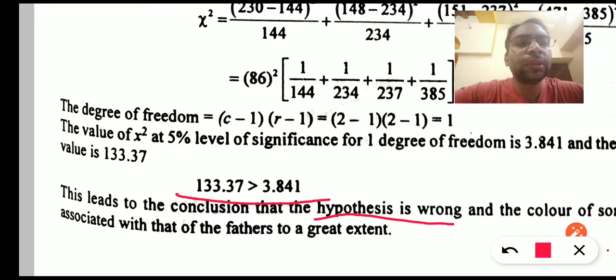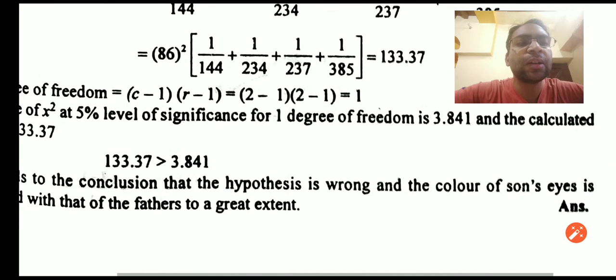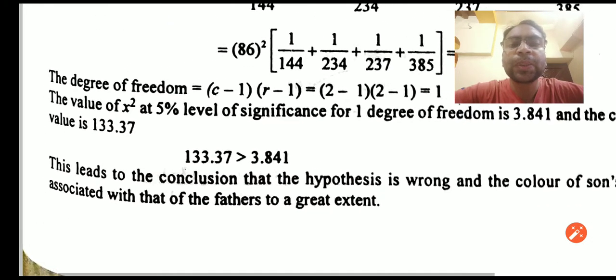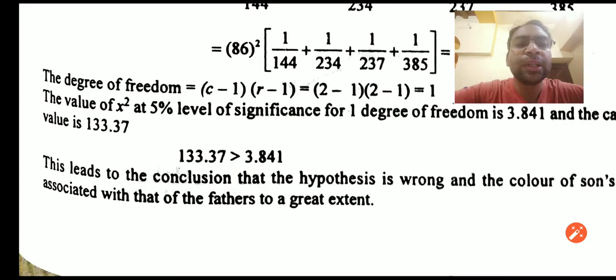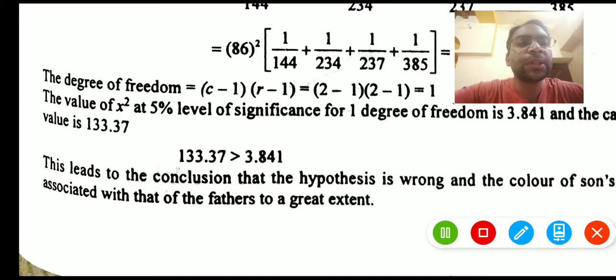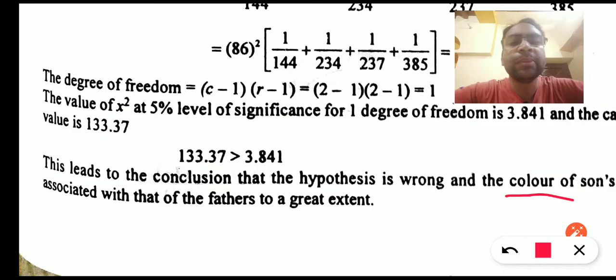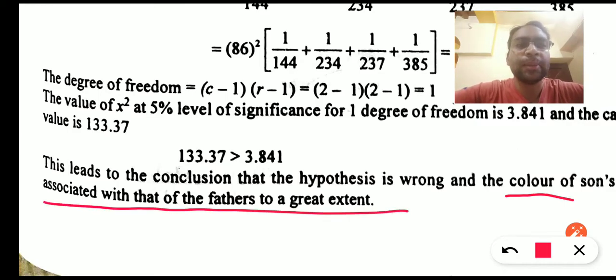That leads to the conclusion that the hypothesis is wrong. So the color of son's eye is associated with that of the father's to a great extent. That means there is a good similarity between the two samples, that is goodness of fit. Both the samples fit each other, so there is no significant difference between the two data values.